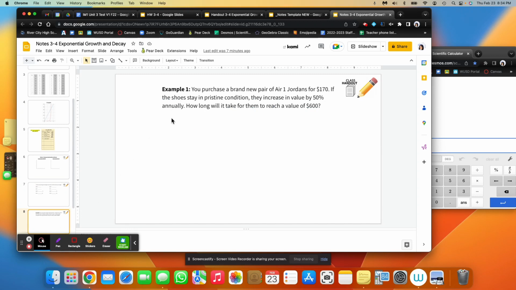All right, so let's take a look at this first example. This says you purchase a pair of brand new Air One Jordans for $170.